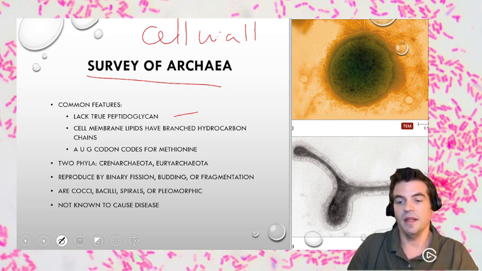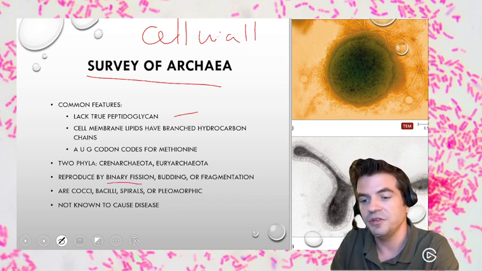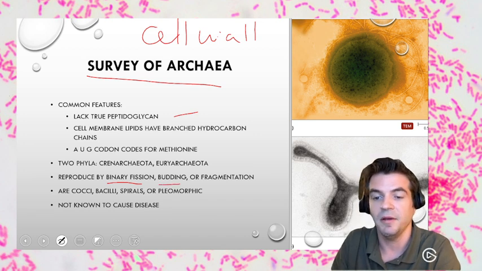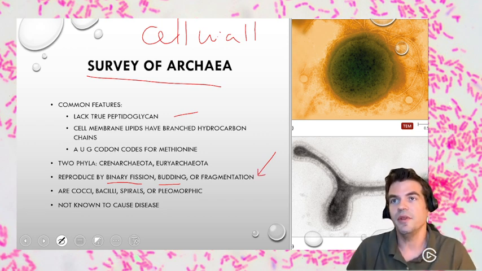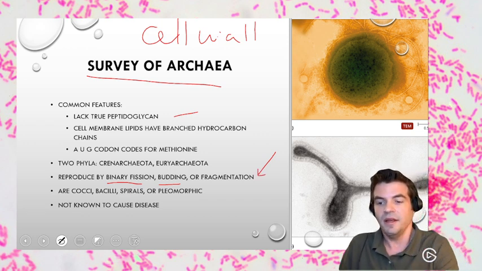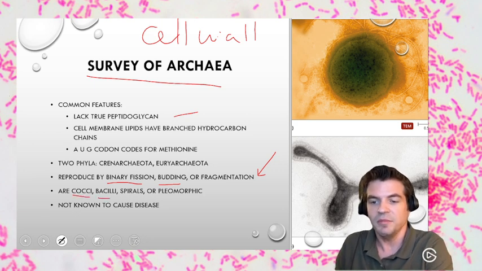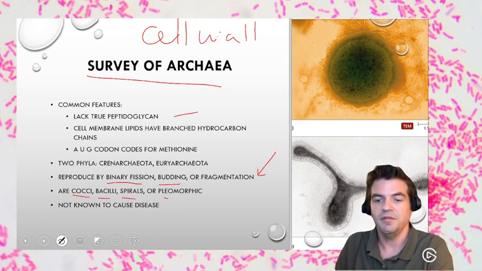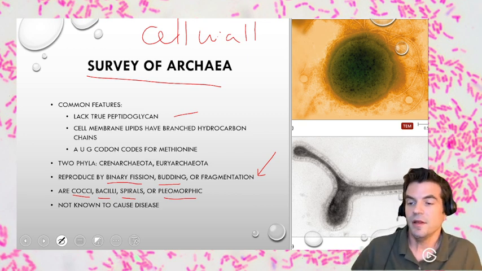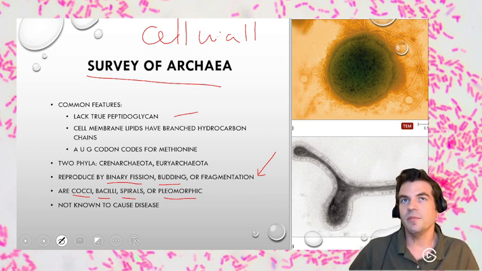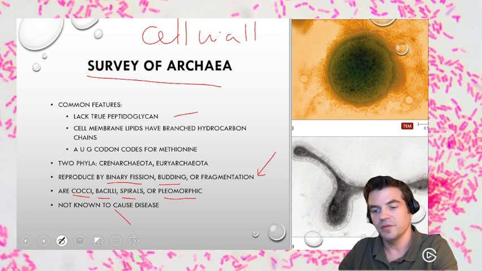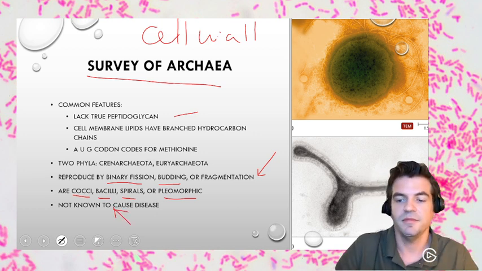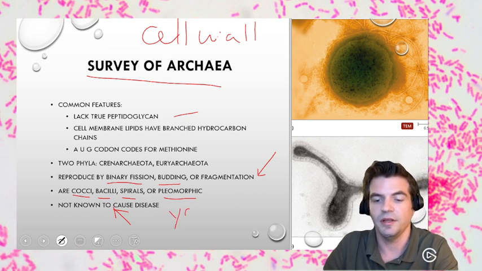They can reproduce by binary fission, like we talked about, and by budding. They can also reproduce by a thing called fragmentation, but we won't get into that too much. They can also have the same shapes: cocci, bacilli, spirals, and even be pleomorphic. So you can't quite tell based on their appearance alone. However, they do not cause disease, and this is a good thing.